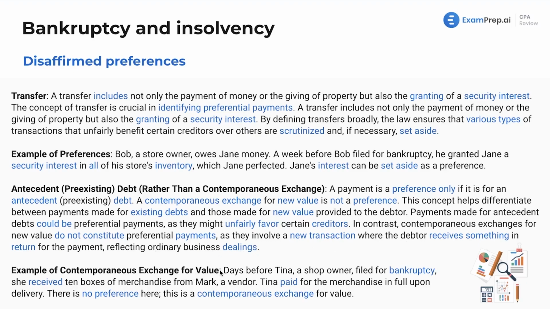An example here: days before Tina, a shop owner, filed for bankruptcy, she received 10 boxes of merchandise from Mark, who is a vendor. Tina paid for the merchandise in full upon delivery. There's no preference here, and as such, it's a contemporaneous exchange for value. Right? Paid it in full. There's no outstanding debt, anything like that. So there's no creditor situation here. That is a contemporaneous exchange, value provided for value.